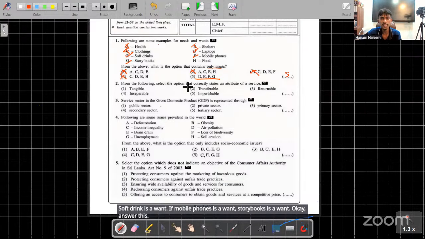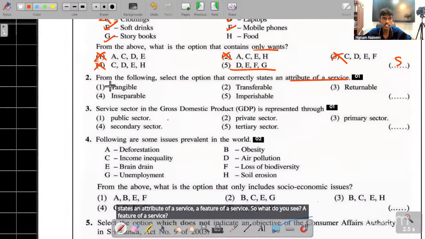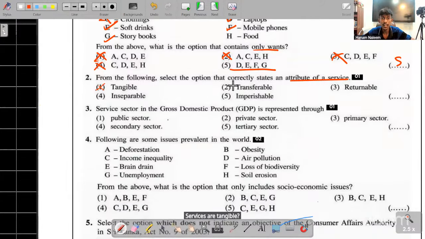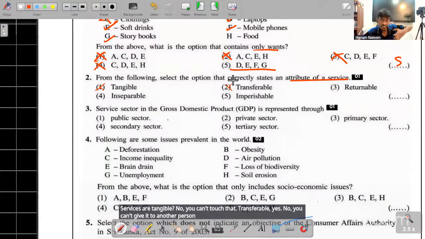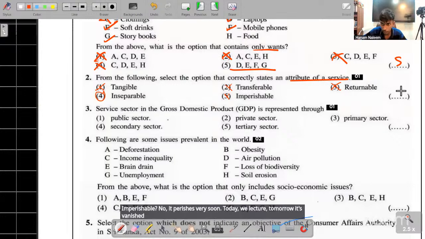Question 2. From the following, select the option that correctly states an attribute of a service, a feature of a service. So what do you all say? A feature of a service? Services are tangible. No, you can't touch that. Transferable, yes. No, you can't give it to another person. It's connected with the person who provides. Returnable, no, you can't return a service. Inseparable, yes. You can't separate me and my lecturing. Imperishable, no, it perishes very soon. Today we lecture, tomorrow it's vanished. So here the fourth one is the answer.